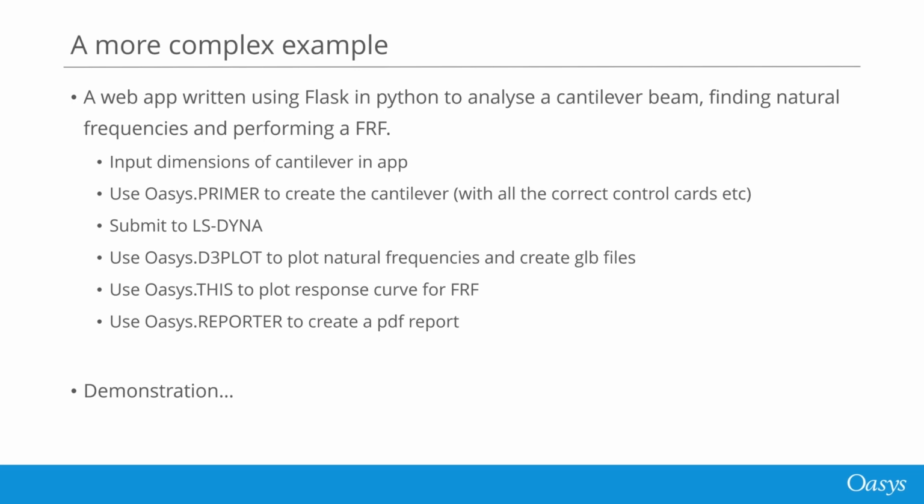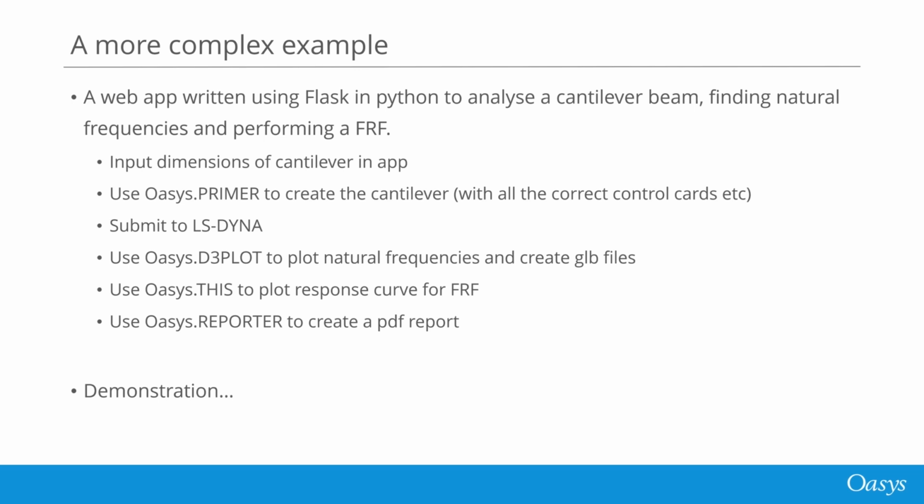We'll then submit the output from Primer to LS-DYNA. We'll then use the oasys.d3plot package to plot natural frequencies and create GLB files from D3plot. We'll be using the oasys.this package to plot the response curve for FRF in T/HIS. We will finally be using oasys.reporter to create a PDF report in Reporter.